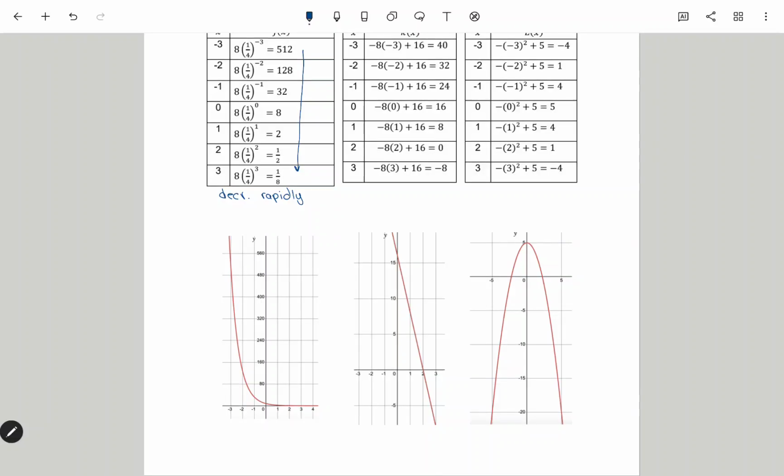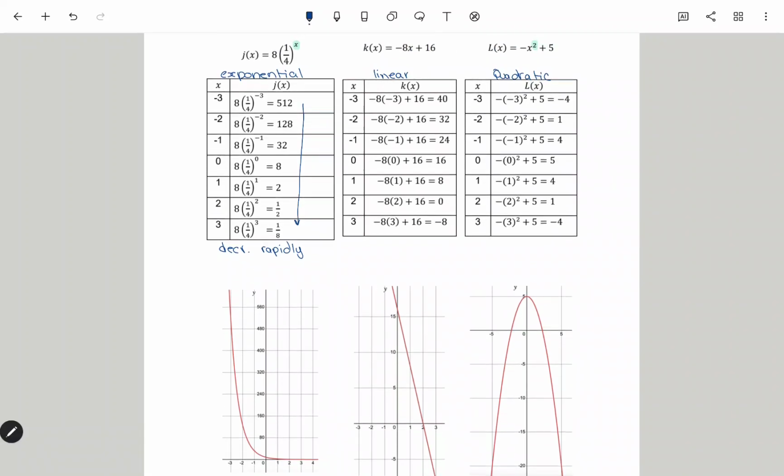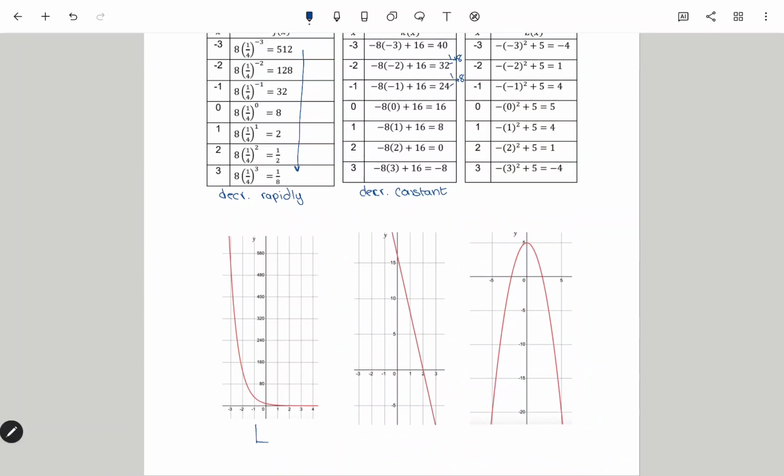But our graph, you can see we still have that L shape. Again, if I look here, I'm consistently adding 8 each time. So I am decreasing at a constant rate. That's how I know it's linear, and I have that straight line.